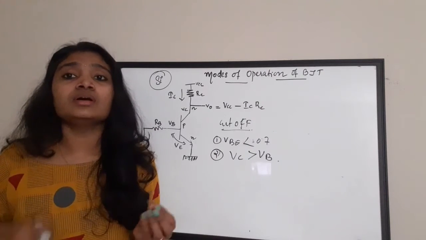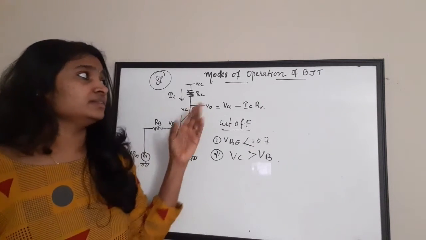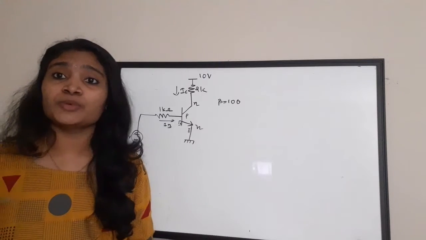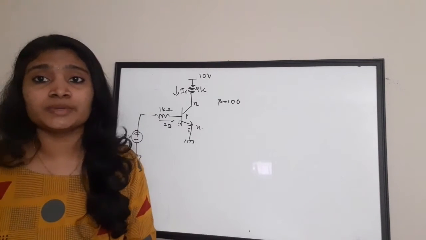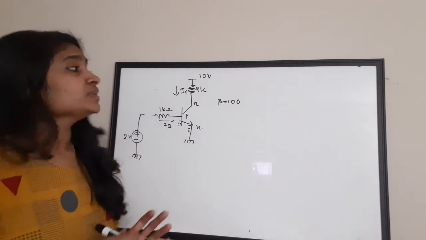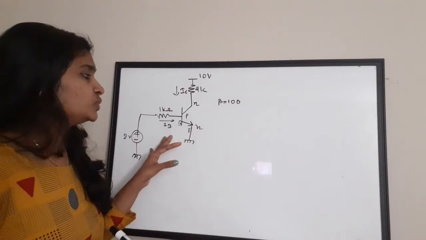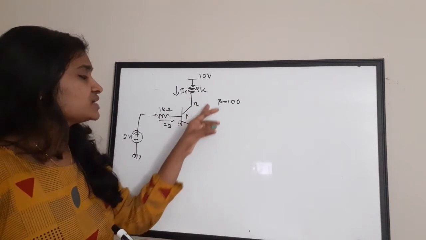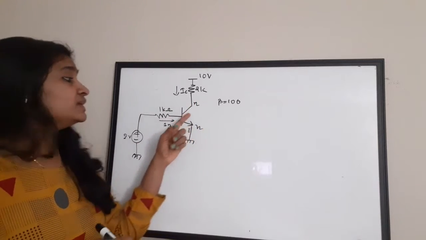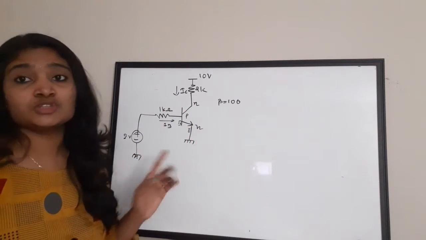Now, let us do some problems for finding the modes of operation of transistors. Let us see. There is a circuit given, and this circuit has two resistors, one connected at the base and one at the emitter. There is an input given to the base, which is 2 volts.